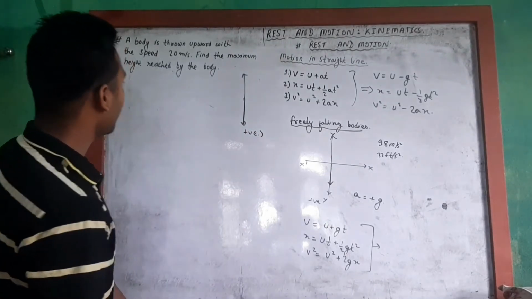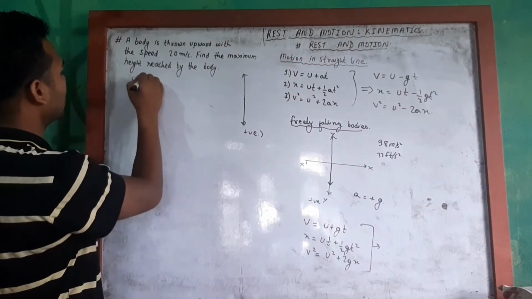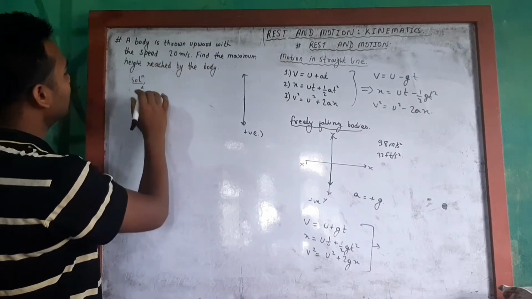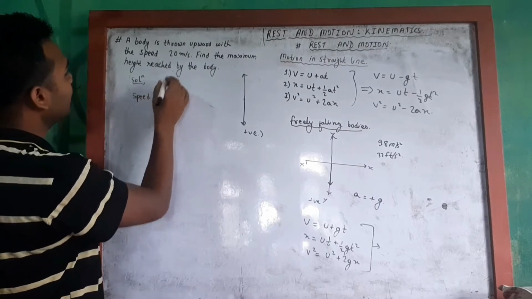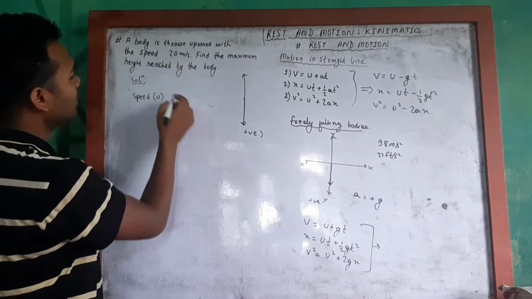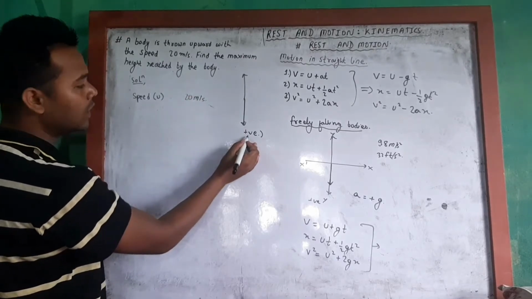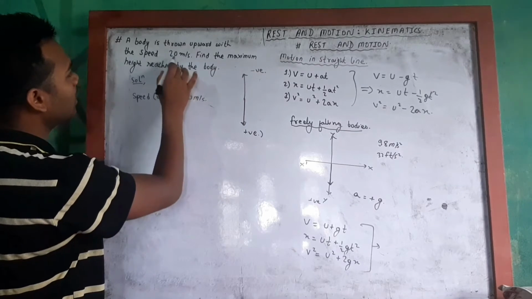In this case, the body is thrown directly upward with a speed of 20 meters per second. Here the initial speed is taken as 20 meters per second. If we suppose the downward direction to be positive and the upward direction to be negative, then here the body is thrown upward.